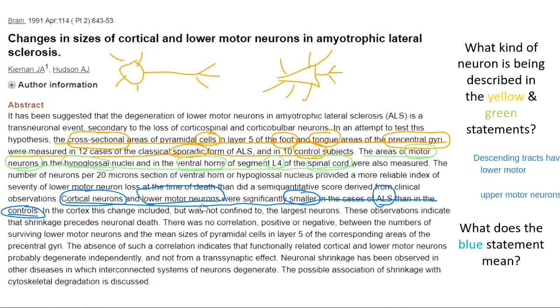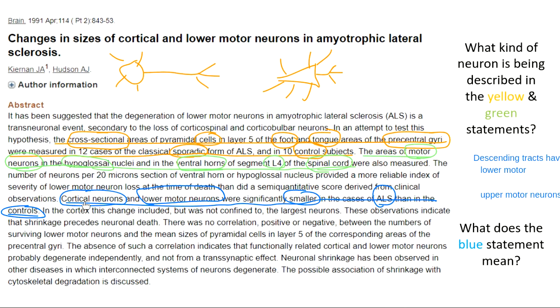The lower motor neurons were what we learned about in green. They live in the spinal cord, or they're in the brainstem where they're going out to the tongue. The cortical neurons are the ones that live in the cerebral cortex. They live in the brain. Cortical neurons are the upper motor neurons. That's what we talked about here in yellow, right? The yellow statement describes our upper motor neurons. That's what these cortical neurons are right here, the upper motor neurons.